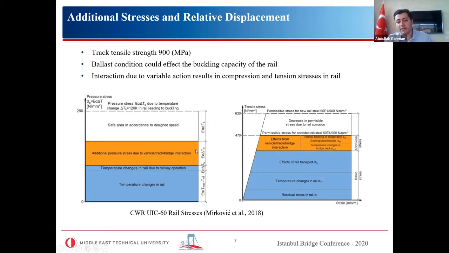The same case is for the compression, where the limit is 290. They are giving around a safe margin according to the design speed. Then temperature changes within the rail. Then the additional stress remaining, due to vehicle or track interaction, will be around 72 megapascals.